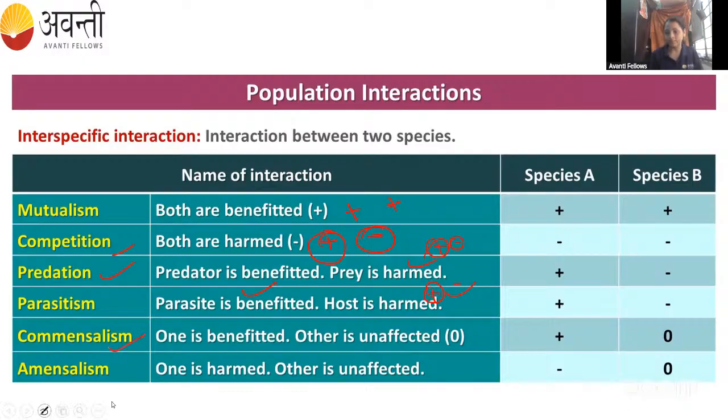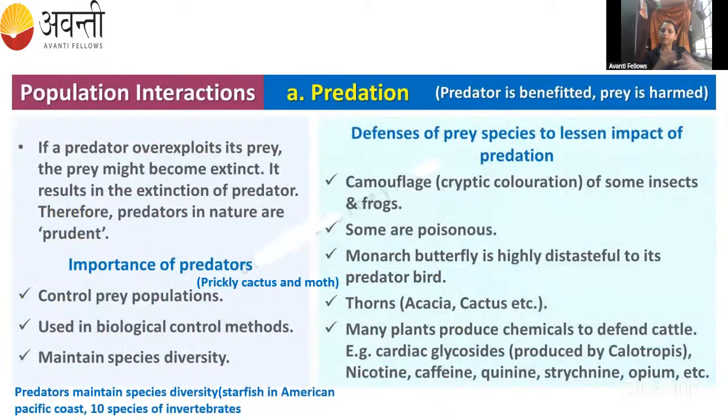Coming to commensalism. In commensalism, one is benefited, whereas the other is not harmed or benefited either. So that is plus and zero. Plus and zero. Okay. Then coming to amensalism, one is harmed, whereas the other is neither benefited nor harmed. That is minus and zero. Remember, amensalism is minus and zero. Okay. Fine. Let us go into detail about that.